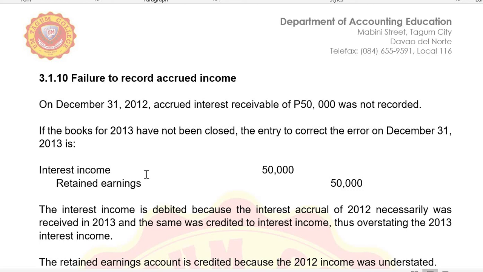Okay? So, if the books for 2013 have not been closed, no, the entry to correct the error, of course, you'll debit interest income. Kasi if di mo siya na-record as interest income for 2012, of course, when you receive the interest, ang entry mo, debit cash credit interest income. But the same is, that interest income is for 2012, not for 2013. That's why you need to debit interest income for 50,000, credit retained earnings for 50,000. Okay, kasi nga, di ba, understated yung retained earnings mo for 2012 due to understatement of your net income due to failure to record accrued income.